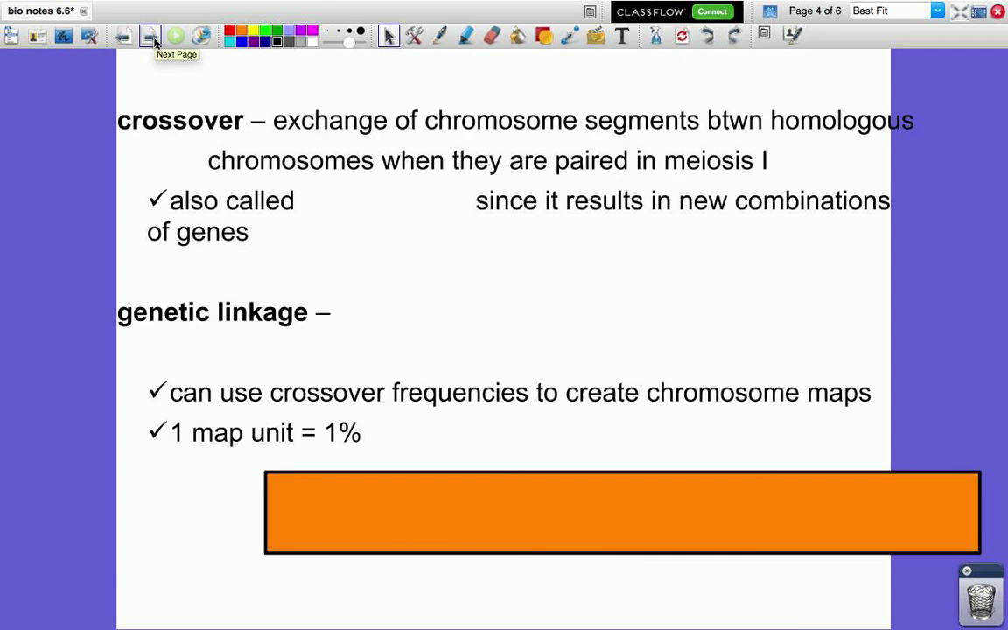So we already know that meiosis itself, that random segregation of homologous chromosomes, leads to a lot of genetic diversity. But crossover events can lead to even more diversity. Crossover is the exchange of chromosome segments between homologous chromosomes when they are paired in meiosis 1.